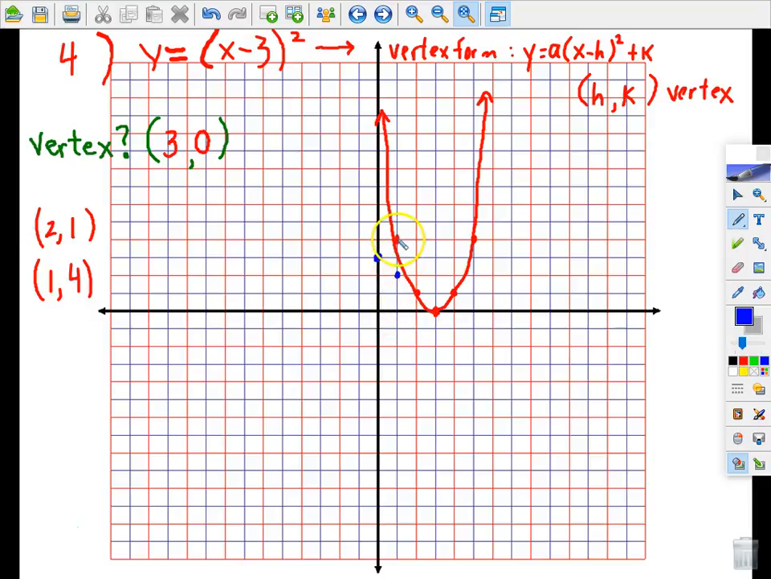(1, 4) on the red, so (4, 1) on the inverse. Let's see, this point is (5, 4) on the red, so (4, 5) will be on the inverse. And let's see, (1, 1) is on the red, so (1, 1) is on the inverse. So those 5 blue dots, let me connect them, represent the graph of the inverse.